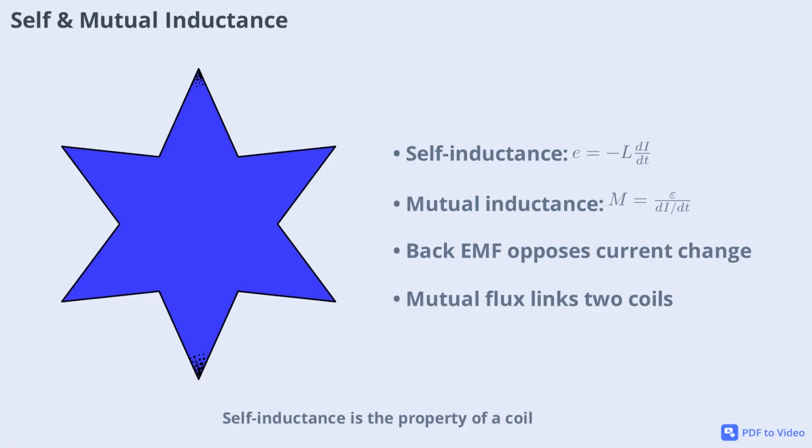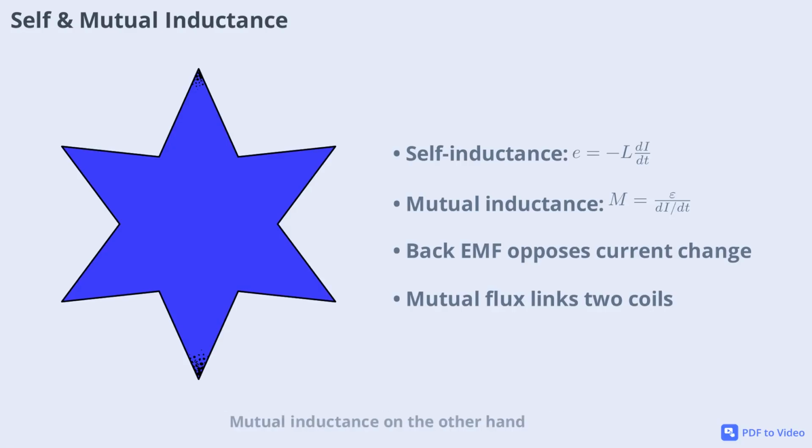Self-inductance is the property of a coil that opposes changes in its own current. When the current in a coil changes, it creates a changing magnetic field, which in turn induces a voltage within the same coil. This is called back EMF. For example, if you try to increase the current through a coil, self-inductance generates a voltage that slows the rise. Conversely, if you decrease the current, it tries to keep the current from dropping too quickly.